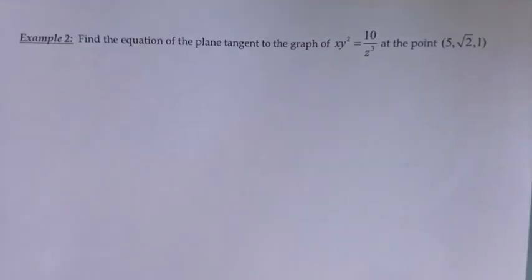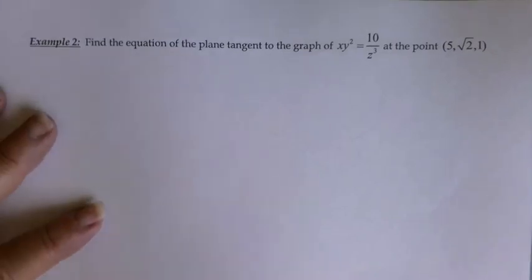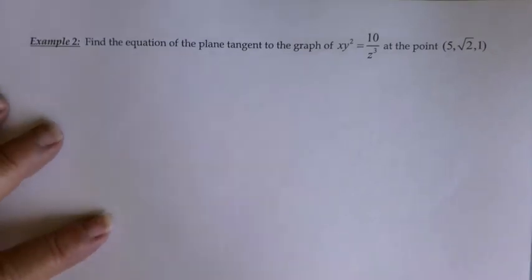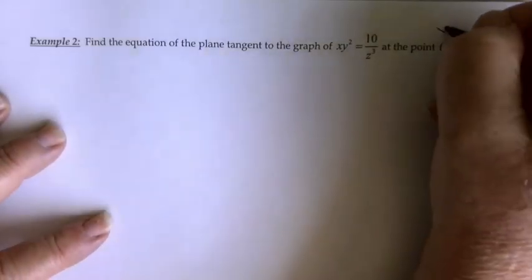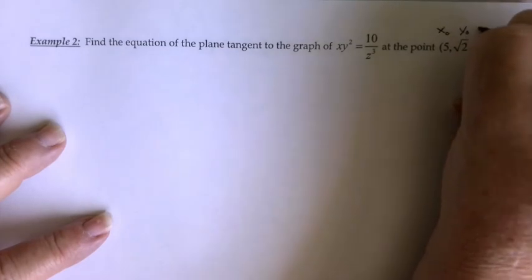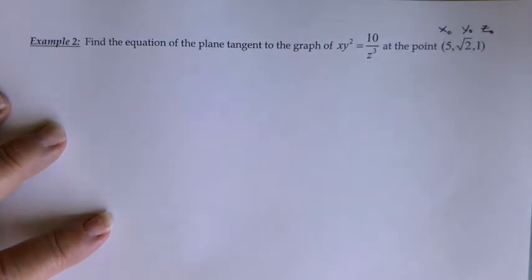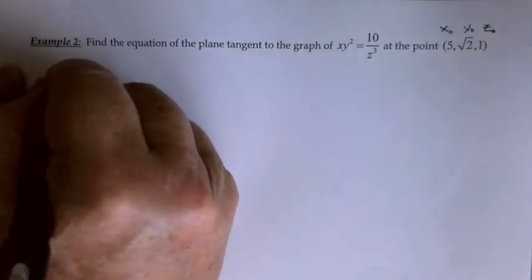So this time I want the plane tangent to the graph of xy squared equals 10 over z cubed at the point (5, square root 2, 1). So I don't have to do any work to get the point this time. They gave me the whole thing. There's x naught, y naught, z naught right there. I do need the normal vector though. So I've got my original equation.